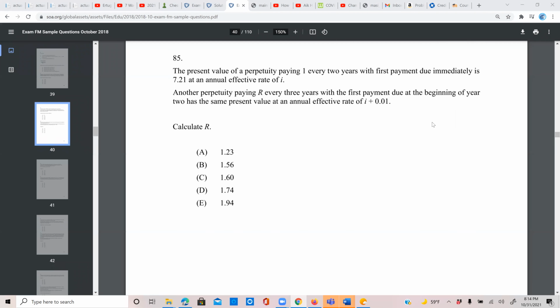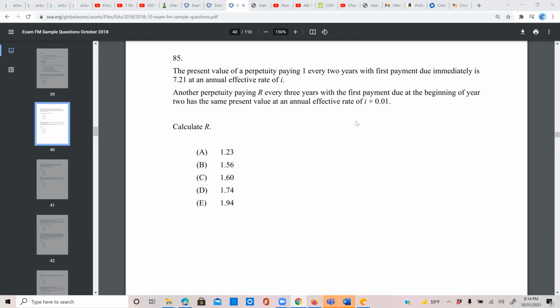The present value for a perpetuity paying 1 every 2 years with the first payment due immediately is 7.21 at annual effective rate I. Another perpetuity paying R every 3 years with the first payment due at the beginning of year 2 has the same present value at an annual effective rate I plus 0.01.